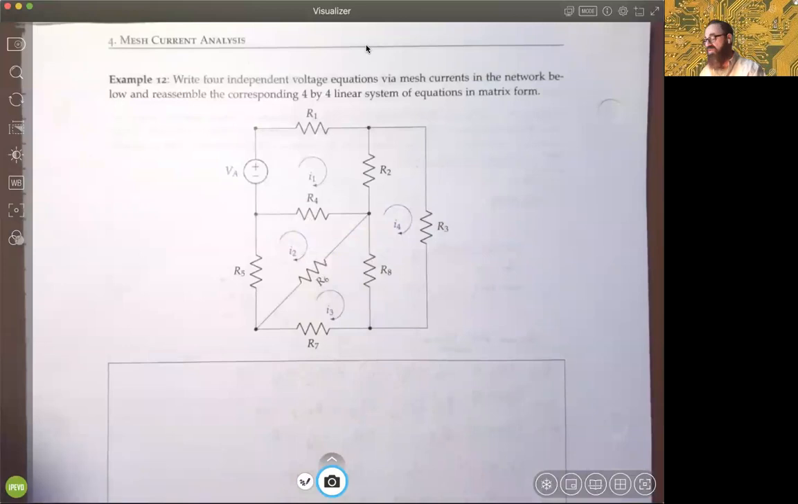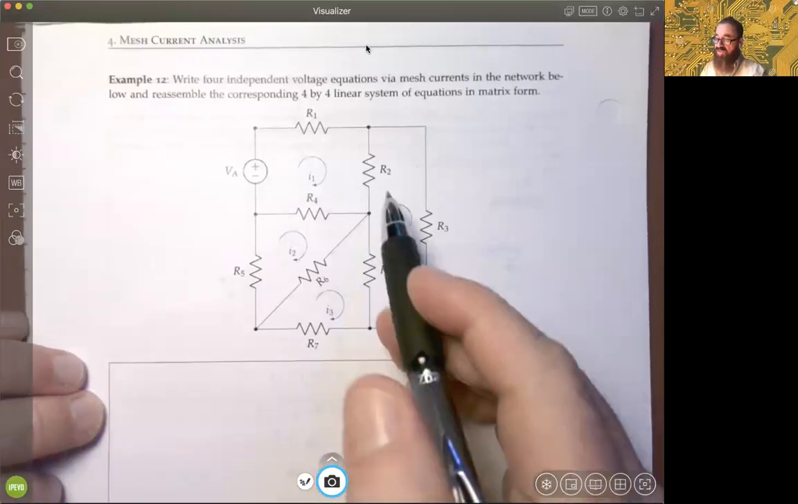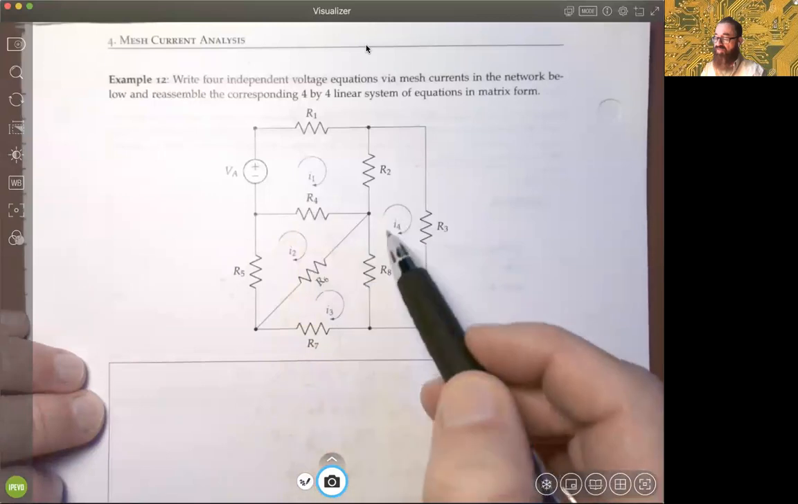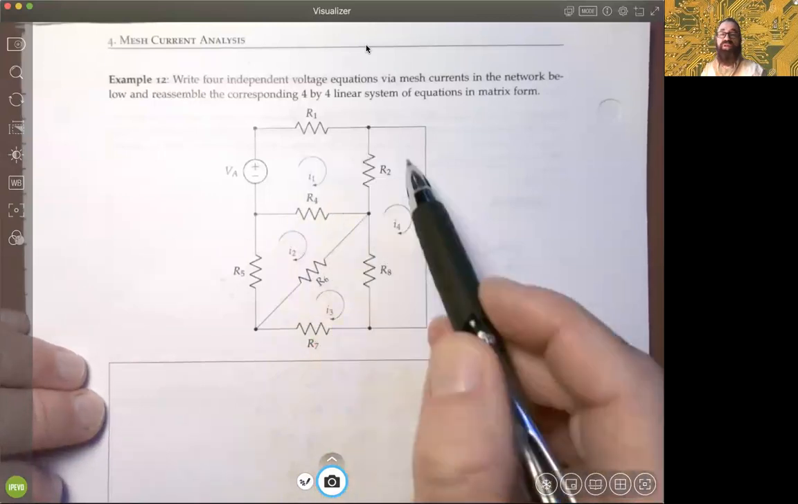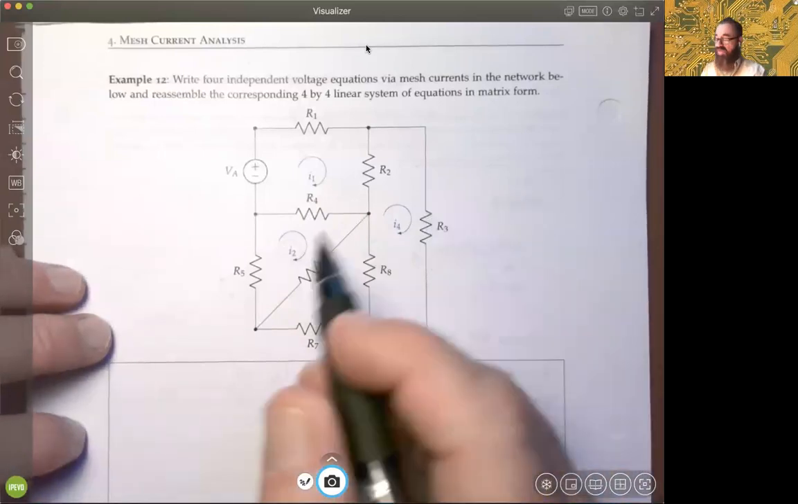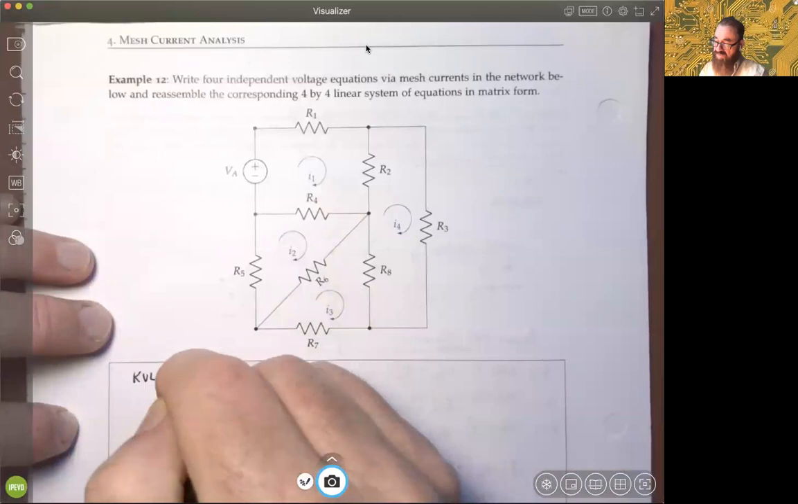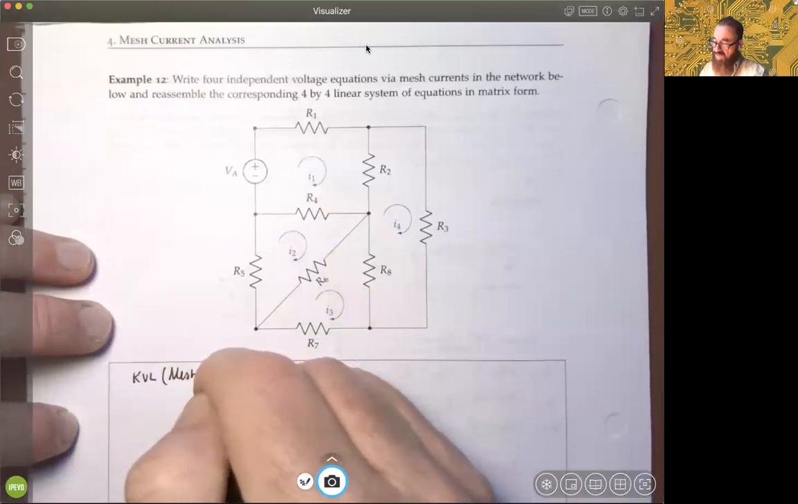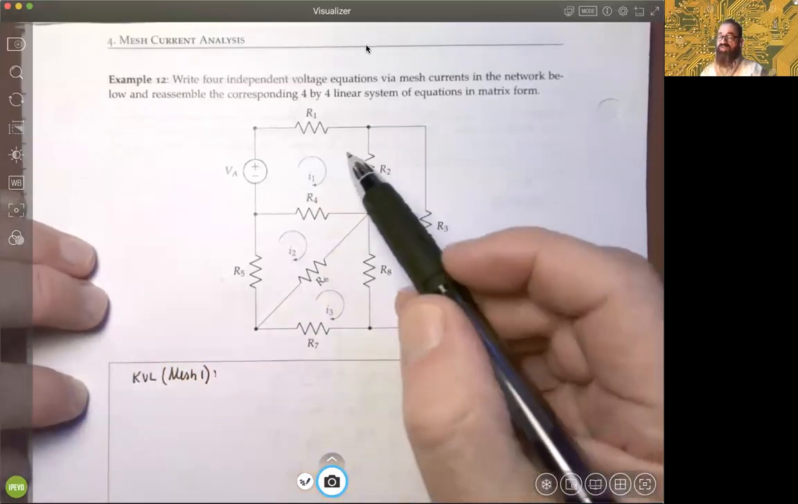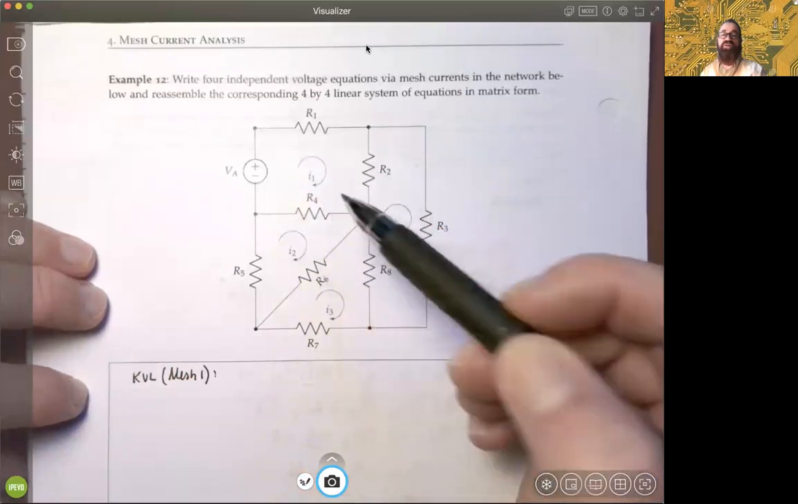So the best thing to do is to consider a sequence of KVLs. We're writing independent voltage equations, so we're going to be using KVL. And as you can see in the diagram, you have 4 mesh currents, all in this planar network here, and they're all going clockwise. So we'll start off with any one of them, and we'll do them in order. We'll do KVL on mesh 1, which means we're referring to this upward loop here, using this mesh current 1.